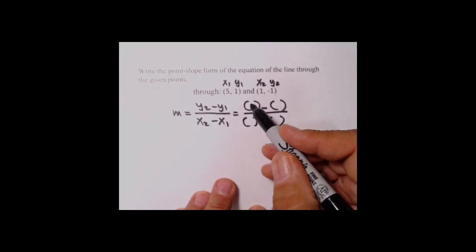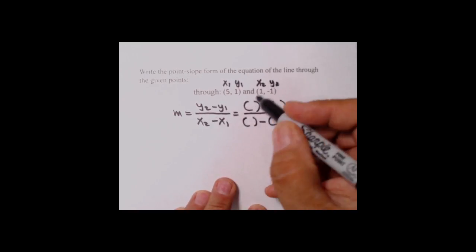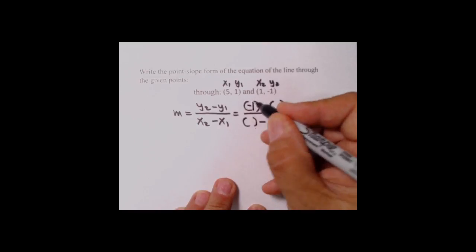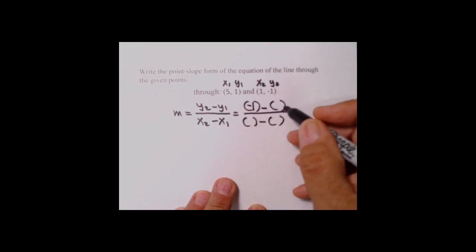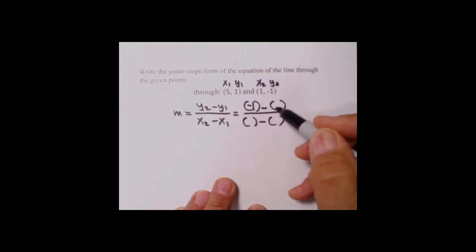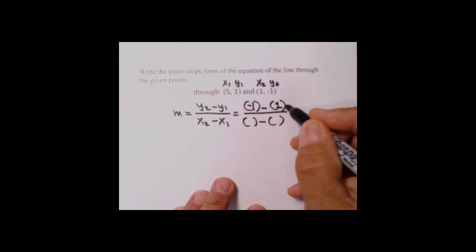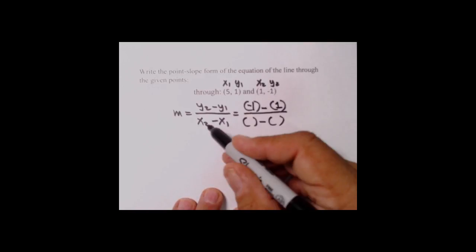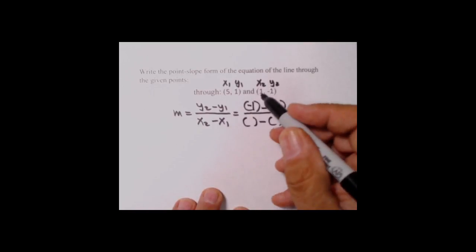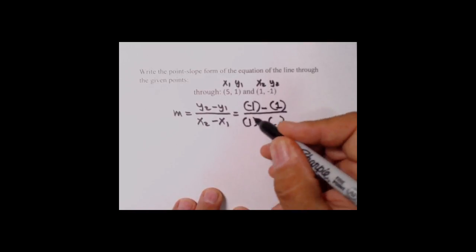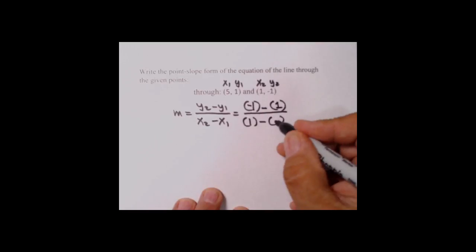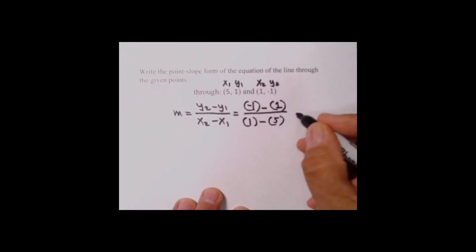So the top left hole is y2. y2 is -1. You can see why I label them now. I can check easily. y1 is the top right hole. y1 is +1. Going downstairs, x2 is the bottom left hole, that's 1. x1 is the bottom right hole, that's 5.